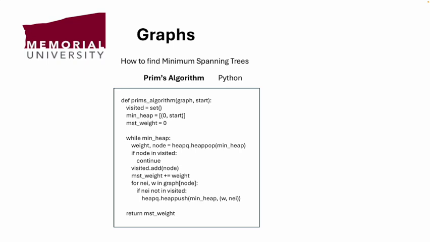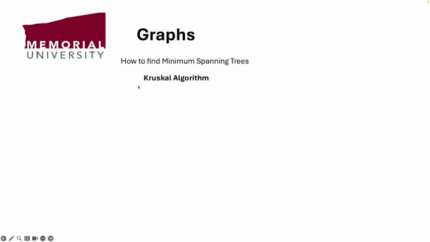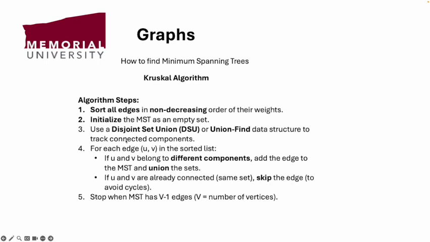This is one way, right? Is there any other way? Let's introduce a second algorithm to find the minimum spanning tree. It's called Kruskal's algorithm. This algorithm just tells you the steps. First, sort all the edges in non-decreasing order based on their weights. Second, initialize the MST, minimum spanning tree, as an empty set. Use a disjoint set union, DSU.